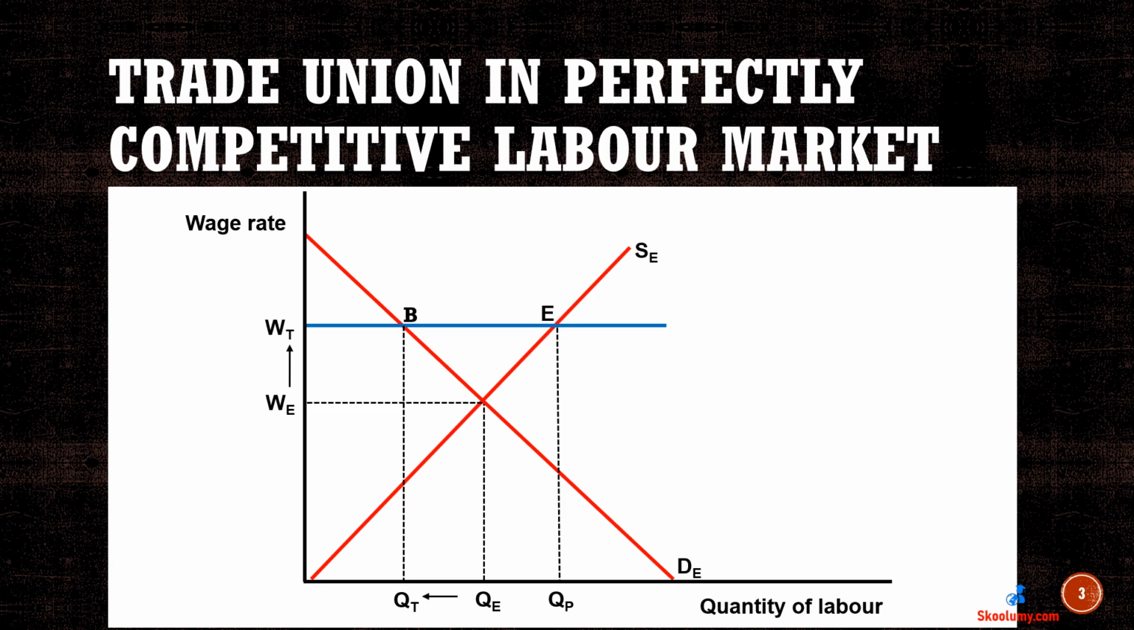QE to QT represents the number of those who were previously employed at the equilibrium wage rate, but have lost their jobs. While QP to QT represents the total number of people who have no jobs, this number includes those who had lost their jobs owing to a wage rise and the people who decided to offer themselves for work because the wage rate has gone up.